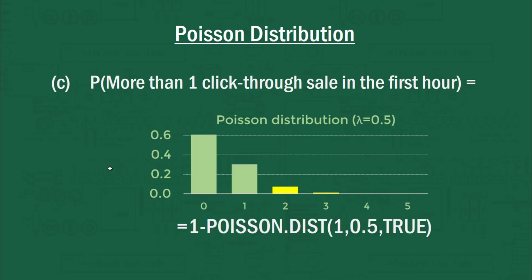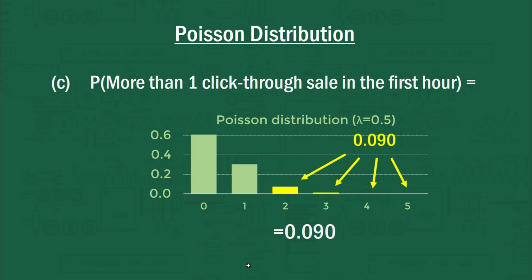To get that, it's going to be very much like the last example. We're going to go 1 minus Poisson dist, where we're taking the cumulative distribution, so putting true in that third argument, but we're doing it from 1, where the mean is 0.5. So we're going to be subtracting from 1 these two bars here, which is 0.090. So there's only a 9% probability of getting more than one click-through sale in the first hour.